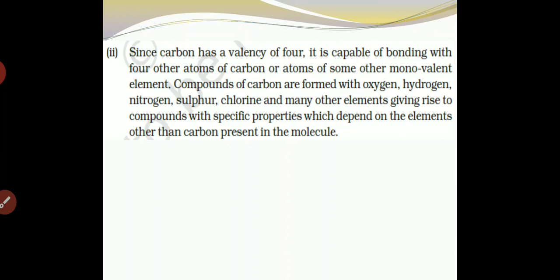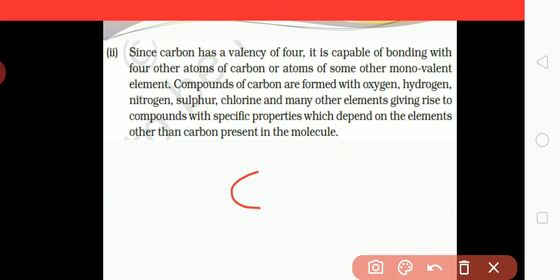Now the second point: since carbon has a valency of 4, as we have just discussed, it is capable of bonding with 4 other atoms of carbon or atoms of some other monovalent element. So carbon has a valency of 4.